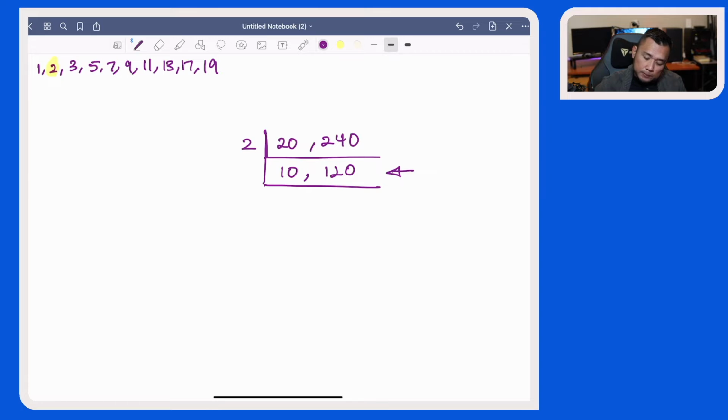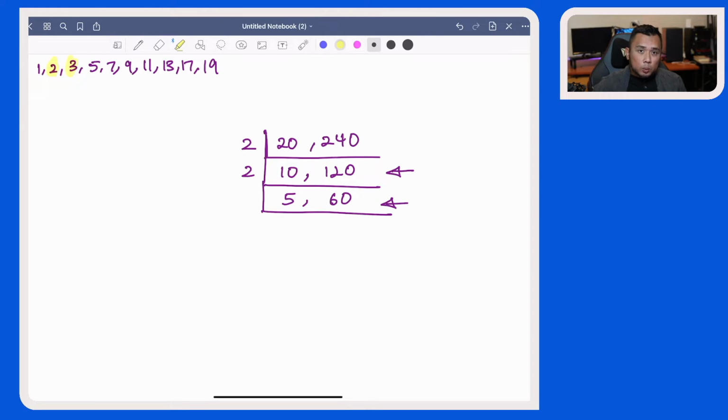So let's do another round of division now with the same prime number. I'll now take 10 divided by 2. My answer is going to be 5. And 120 divided by 2, my answer is going to be 60. At this point of time, both these numbers are no longer divisible by 2. So I'm going to move on to the next prime number, which is the number 3. Now 3 cannot divide 5. However, it can divide 60.